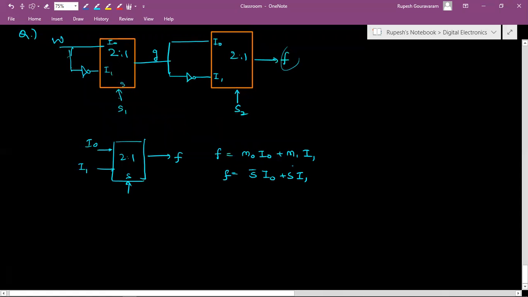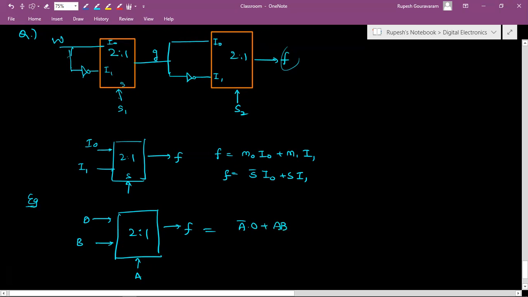Let us take an example. Let us take a mux. Let us have 0 and B here and a 2 is to 1 mux. Let us have the select line as A here. What is the function? Function will be M naught I naught plus M1 I1. That is A bar into 0 plus A into B. A bar into 0 plus AB. So this will be AB. What is AB? AB is an AND gate. AND gate is represented like this. So this is A, this is B, the output is AB.